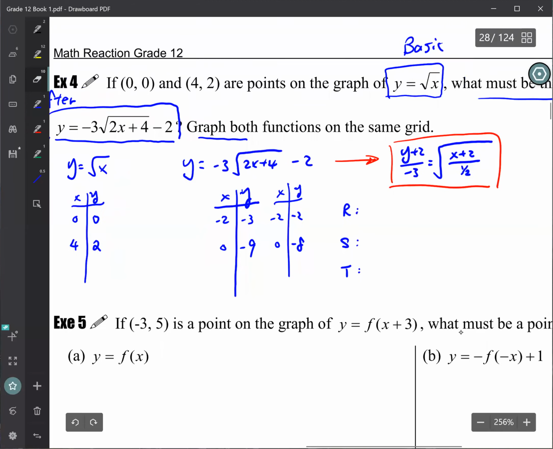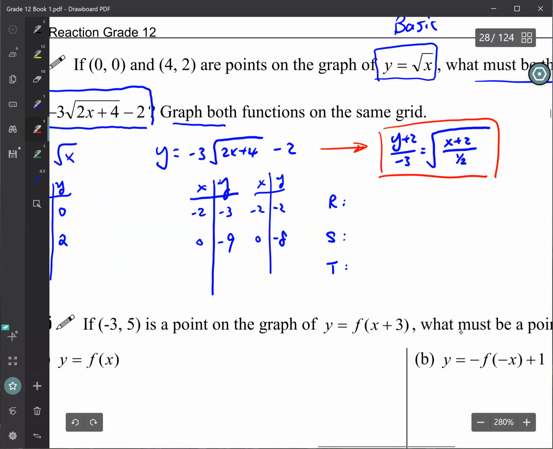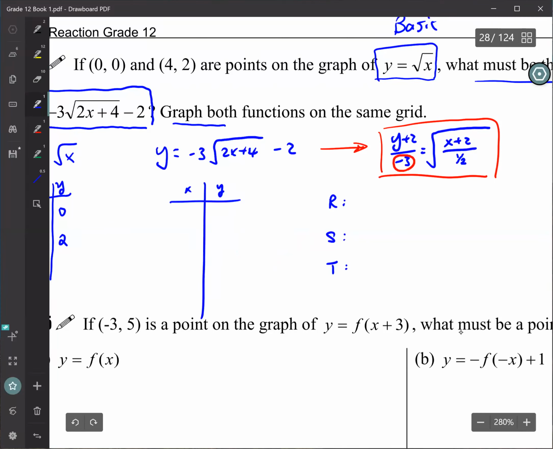So let's see, how do we get points? Very easy. You just look at the story form. The y value, you times it by -3. Let me erase the table first. Okay, so I can start. For the table, the y needs to times -3, so -3y, and then +2 means you go down, right? Go down, you need to subtract 2. That's how you get the y values.